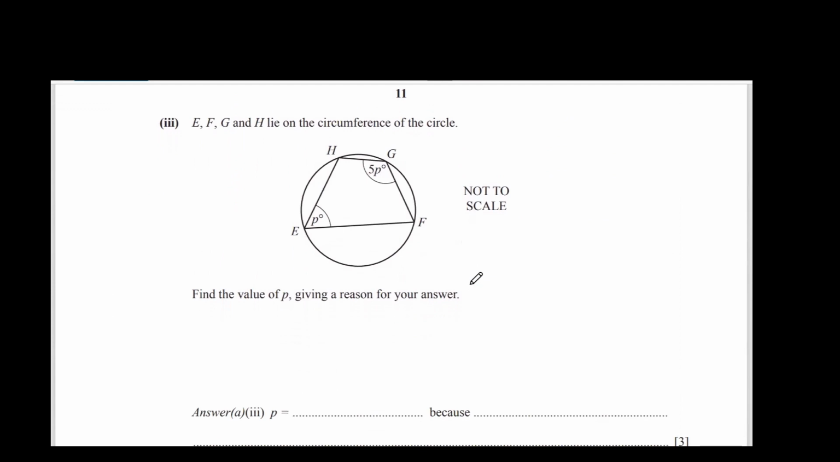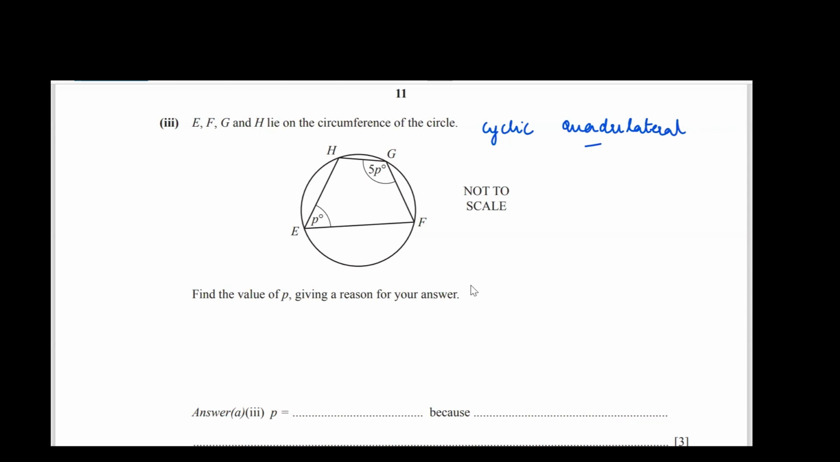E, F, G, H lie on the circumference of the circle. Find the value of P, giving a reason for your answer. All these four points lie on the circle, which makes this quadrilateral a cyclic quadrilateral. If all the vertices of the quadrilateral lie on the circle, then it is a cyclic quadrilateral. The opposite angles of a cyclic quadrilateral always add up to 180.